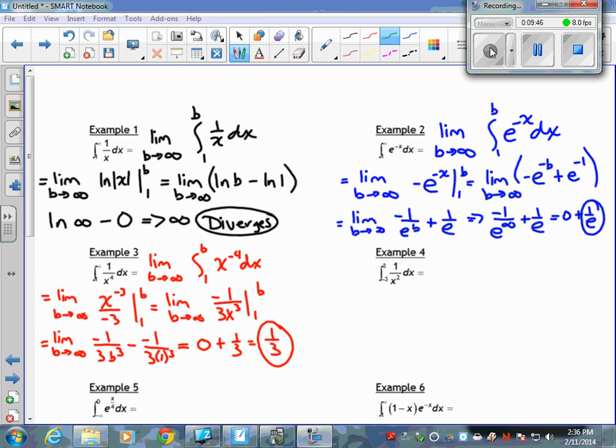So my answer is positive 1/3. And if you have any questions about how I got that, pause the video now to work through my solution. Example 5.